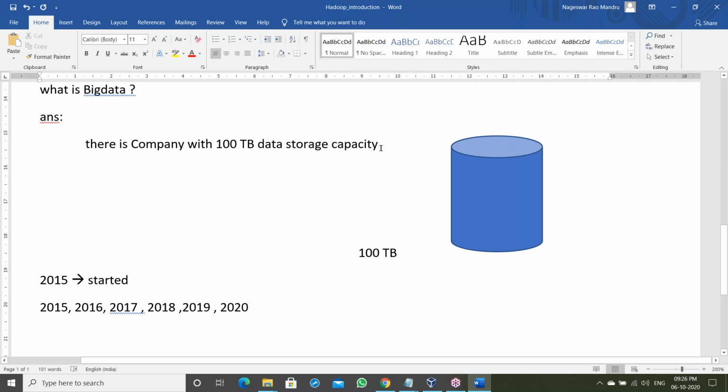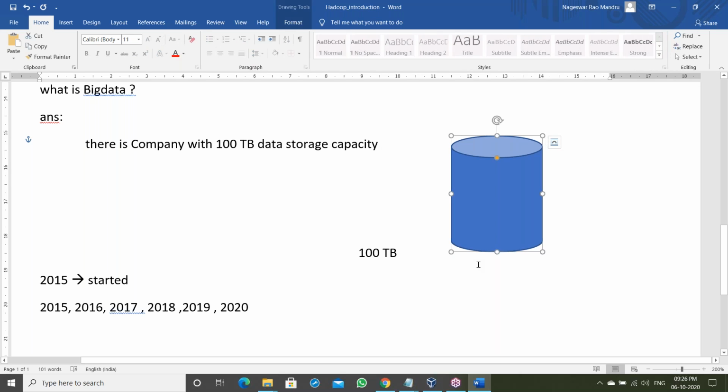What is the data generating? The capacity is only 100 TB, but the data is more than the capacity of the server. If data is more than the capacity of the server, that is called big data. Data generated beyond the storage limit, which is only 100 TB here, means the company is now facing a big data problem. Any data which is beyond the storage limits is called big data.